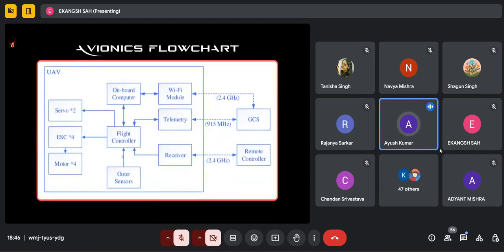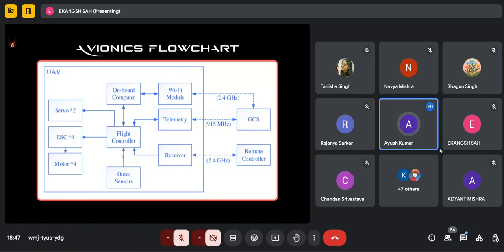This is the flowchart of the avionics. It starts with a remote controller which sends the radio signal at 2.4 MHz to the receiver. The command received from the remote controller by the receiver is then sent to the flight controller, which is connected to the servos, ESCs, and motors. It instructs them for what actions they have to do according to the input received from the receiver.